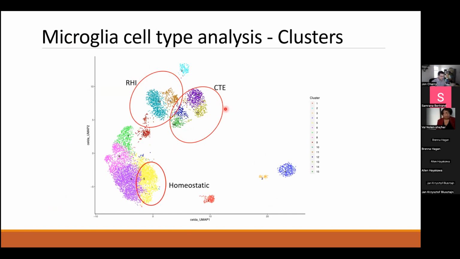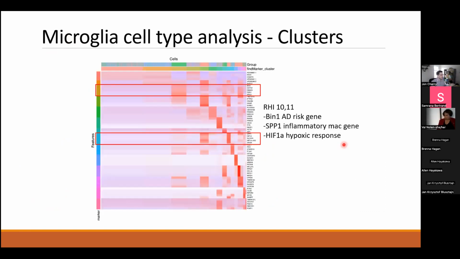And when we look to see what genes are specific to them, what we can see is that in clusters 10 and 11, which is specific to just RHI, BIN1 is elevated. BIN1 is an AD risk gene, which is really cool to see in this microglia population. We're also seeing SPP1, which is an inflammatory gene. It's been published many times for inflammation and hypoxia response. Again, these are people that don't have disease yet. These are people that have just played sports, and that's it. And they pass away and donated their brain, and they have AD risk genes elevated.